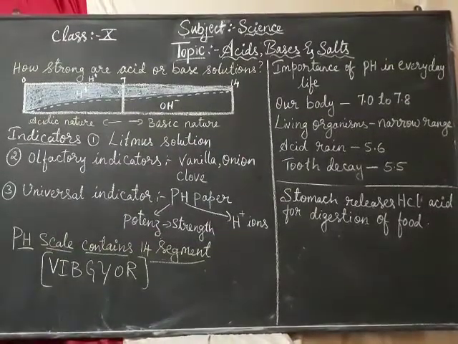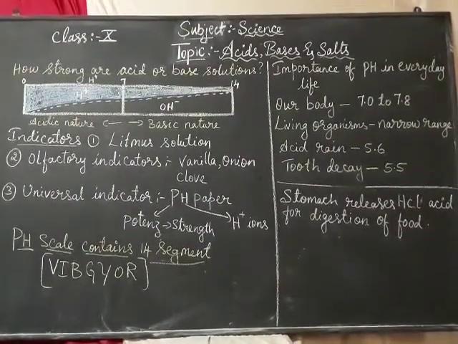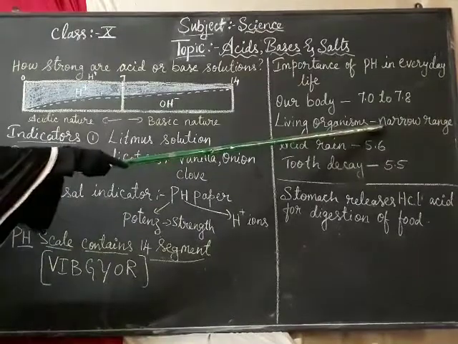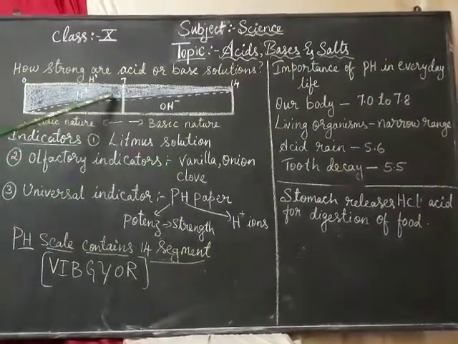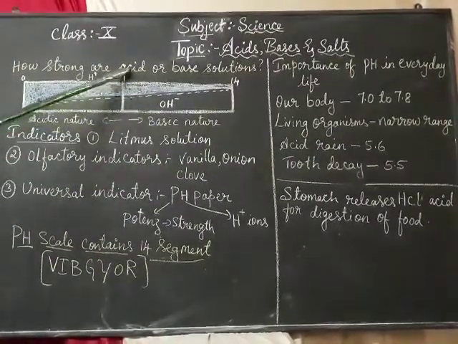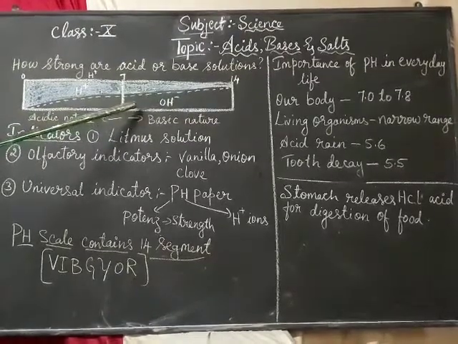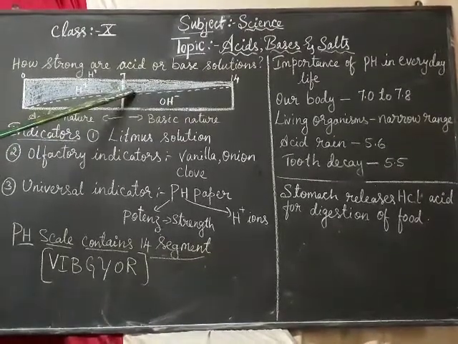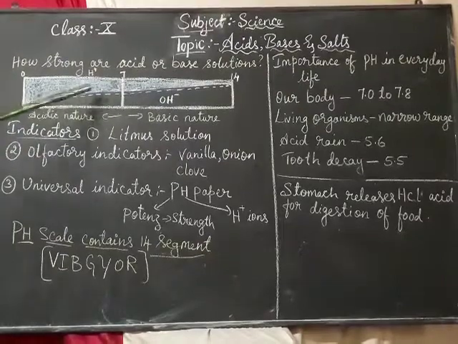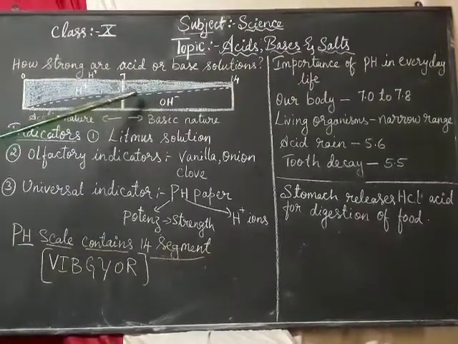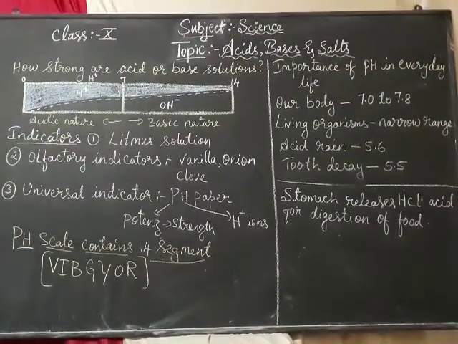Not only our body, all living organisms live in a narrow range. What is the narrow range here? It is between 6 to 8. It will not be too acidic or basic. All living organisms will be neutralized.